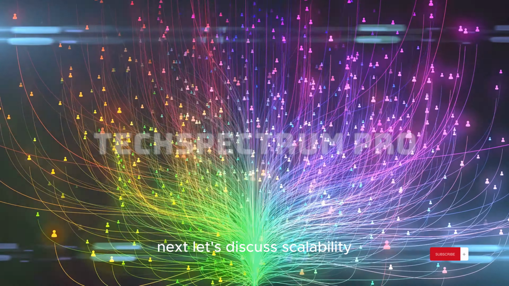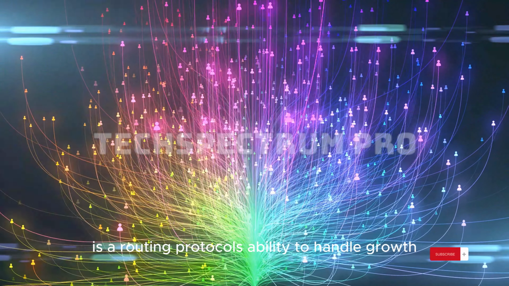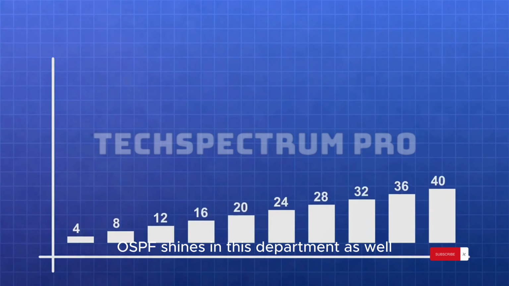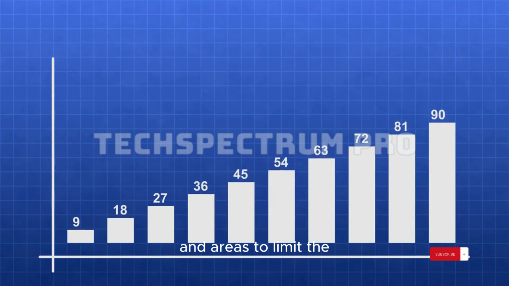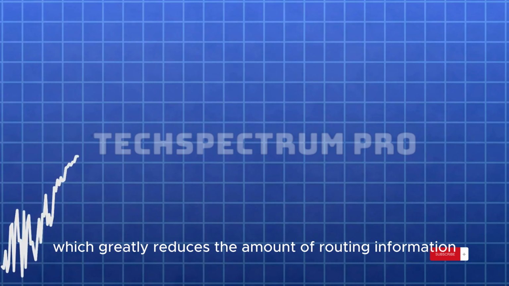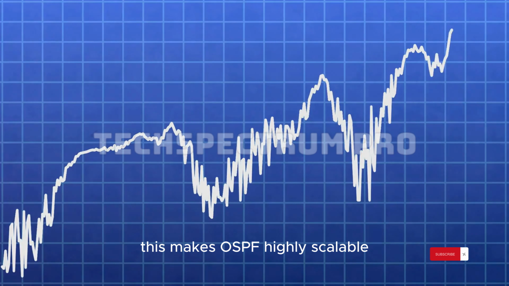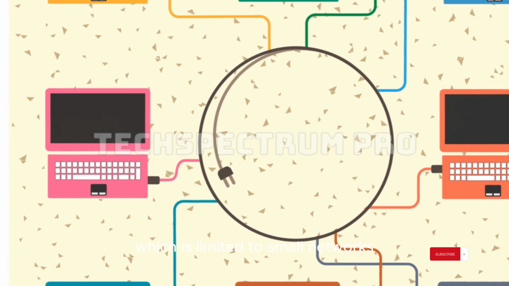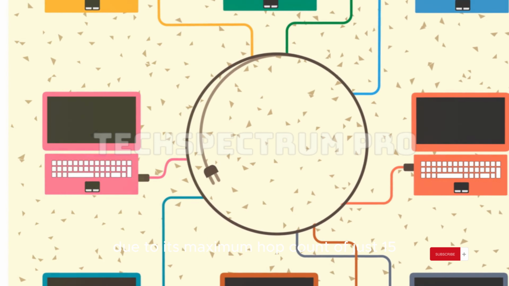Next, let's discuss scalability. Scalability is a routing protocol's ability to handle growth in a network's size and complexity. OSPF shines in this department as well. It uses a hierarchical network design and areas to limit the scope of routing updates, which greatly reduces the amount of routing information each router needs to maintain. This makes OSPF highly scalable and well-suited for large networks, unlike RIP, which is limited to small networks due to its maximum hop count of just 15.